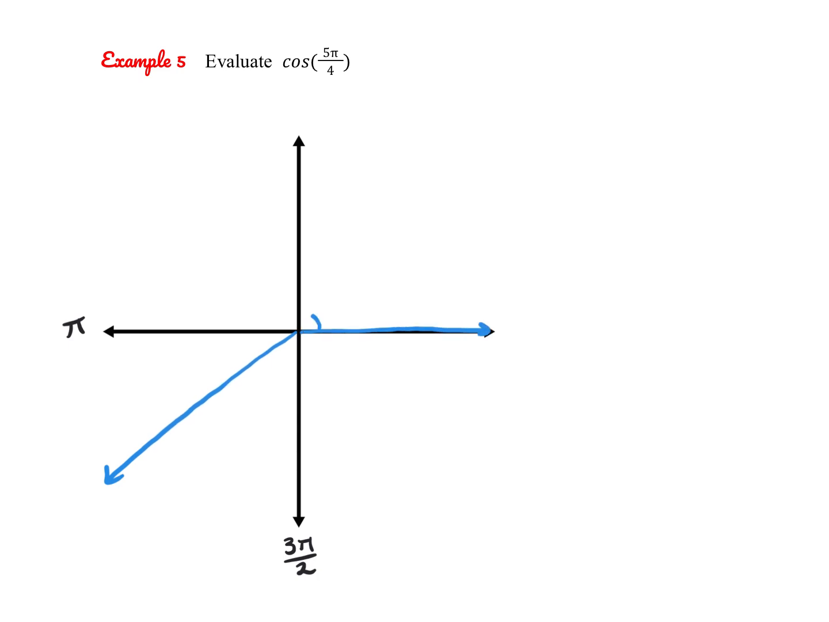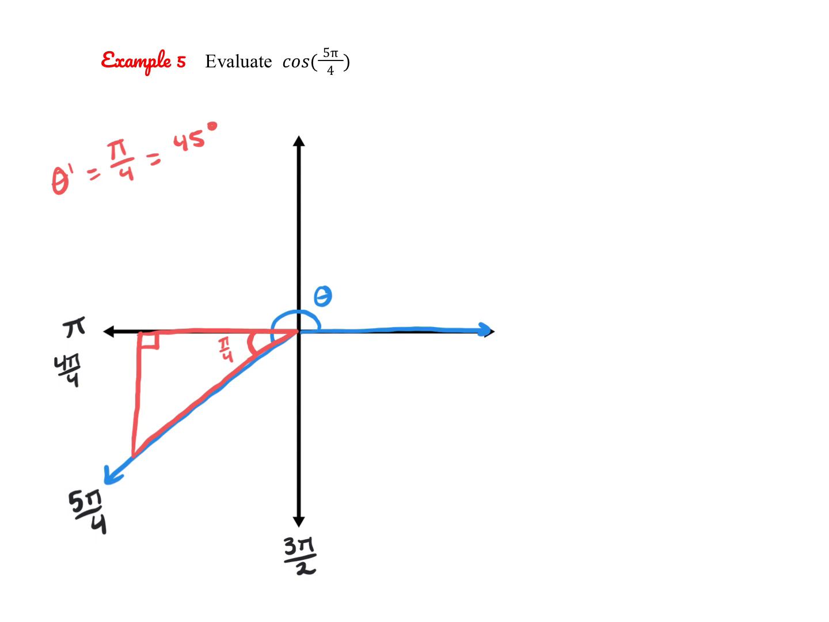So here's my angle. That's 5 pi over 4. I'm going to connect my angle to the closest x-axis with a perpendicular line, giving me a right triangle. Then I'm going to find the reference angle. If this is 5 pi over 4, and this is 4 pi over 4, right? Pi is just 4 pi over 4. I can see that the distance is pi over 4. So that's my reference angle, and pi over 4 is just 45 degrees.